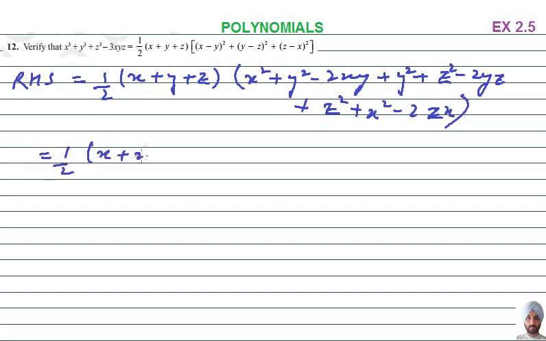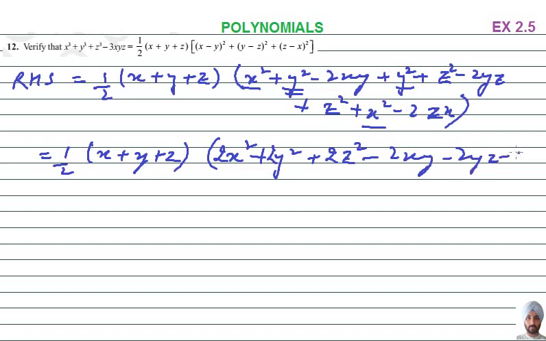Okay, so half x plus y plus z times x square plus y square. You can see there are two x squares, so x square plus x square is 2x square, y square plus y square is 2y square, z square plus z square is 2z square. Okay, minus 2xy minus 2yz and minus 2zx.